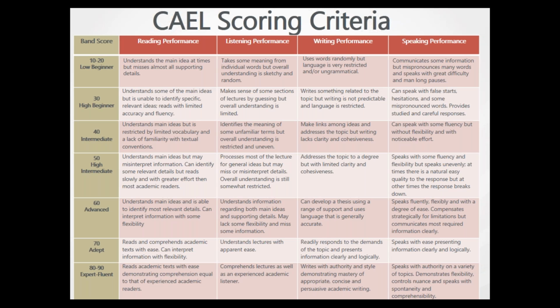And in the speaking section, our raters are looking that you're able to speak with authority on a number of topics, that you're able to demonstrate that you can control nuance, and speak with spontaneity and comprehensibility as well. So again, those are what they're looking for if they're giving you the highest score in all 4 of our test components.